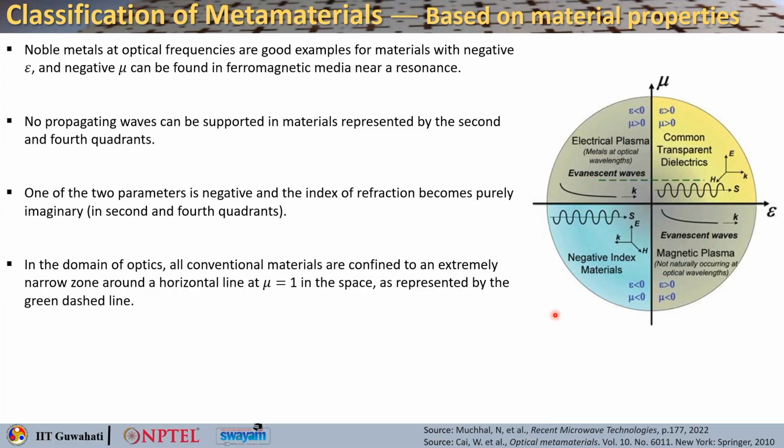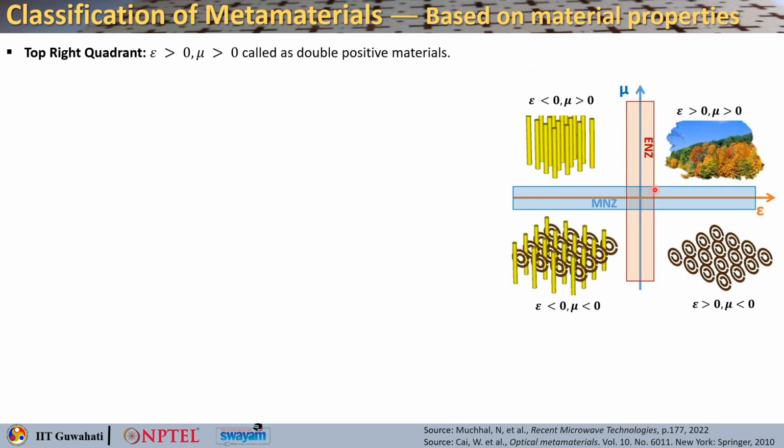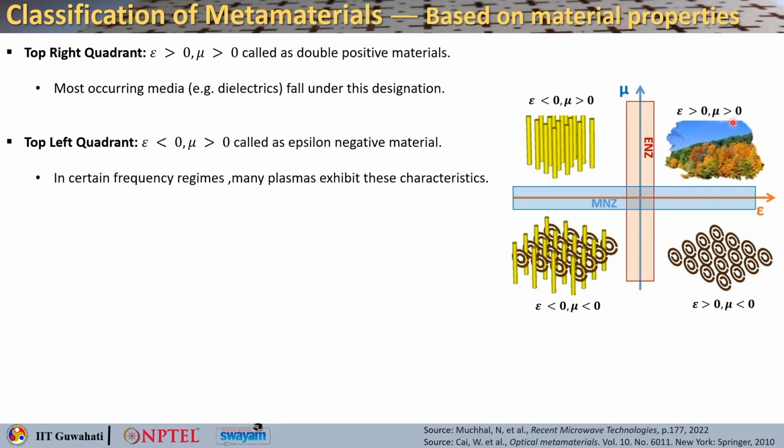And in the domain of optics, all conventional materials are confined to an extremely narrow zone that is given by this horizontal line that marks mu r equals 1, and optical metamaterials will just work in this particular area. Once again, just for a quick recap, the top right quadrant where both are positive is called double positive materials. Most commonly occurring media such as dielectrics fall in this category.